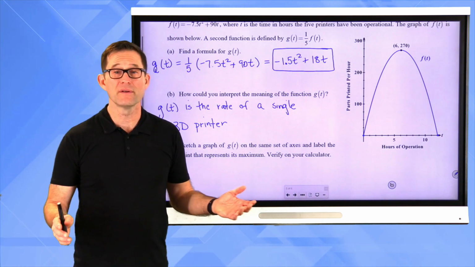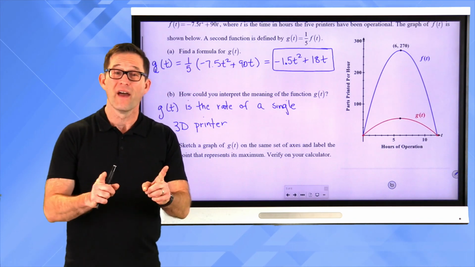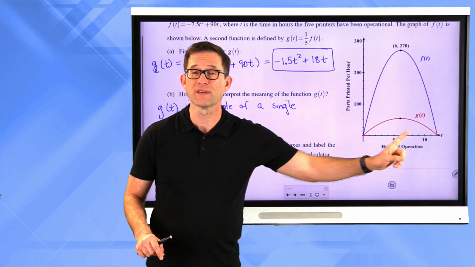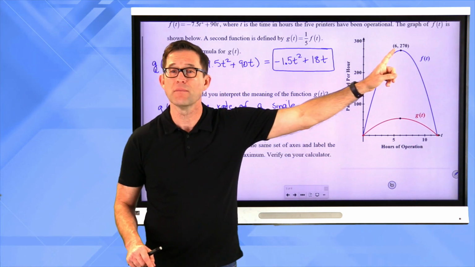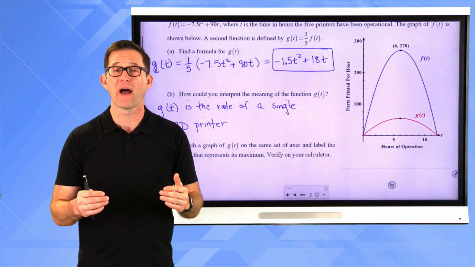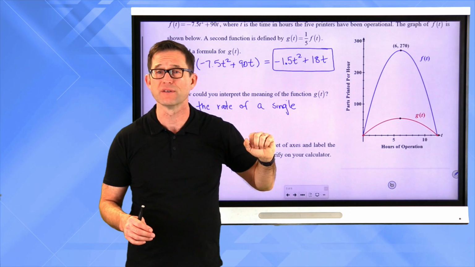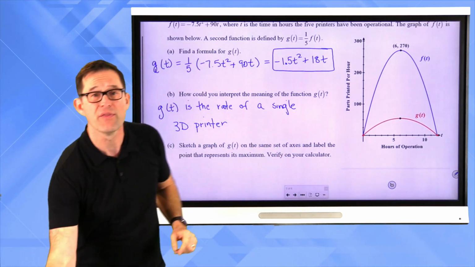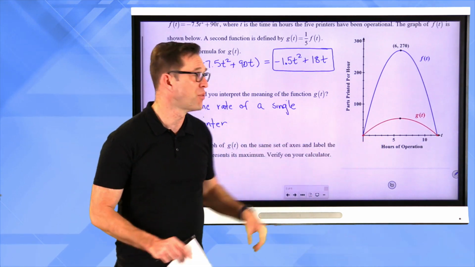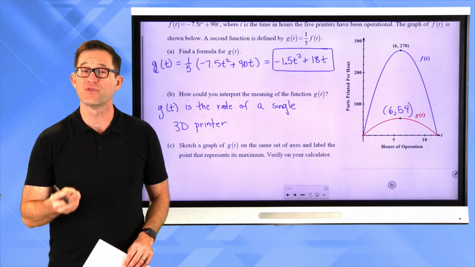All right, well, if I put it into my calculator and I do as the problem asked, I end up getting something that looks like that. And notice yet again, the zeros, the x-intercepts of g of t, are exactly the same x-intercepts as f of t, even though we've compressed our function by a factor of 1/5. Every single point is 1/5 the distance it originally was from the x-axis. And in fact, if we use our maximum command to find this point, what we end up finding is that it's at the point 6, 54. And 54 is 1/5 of 270.